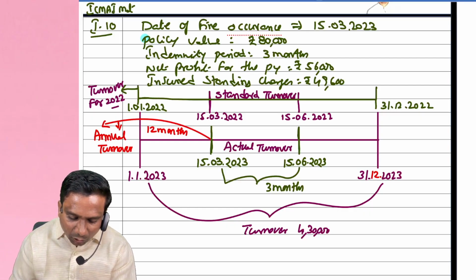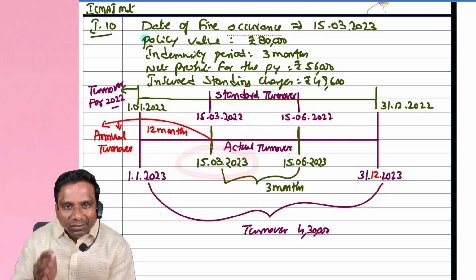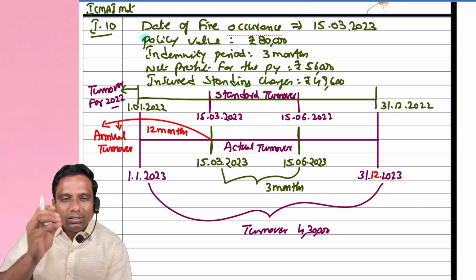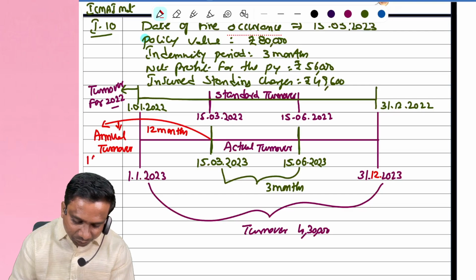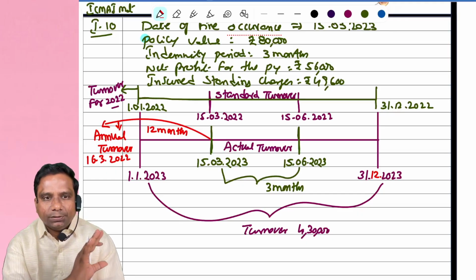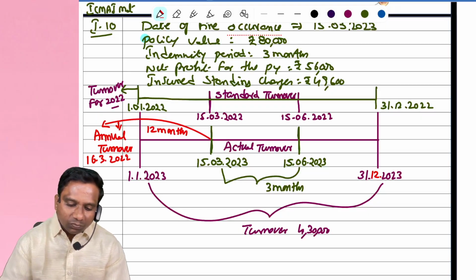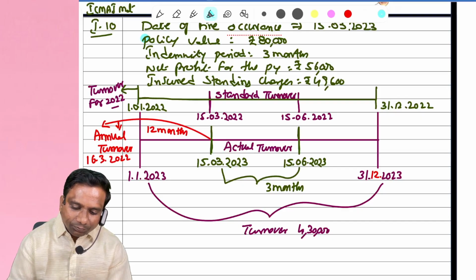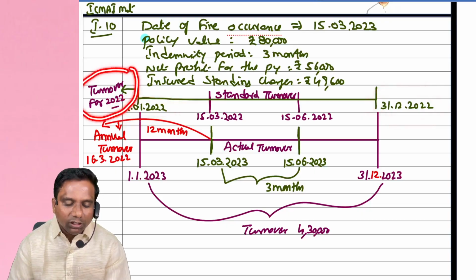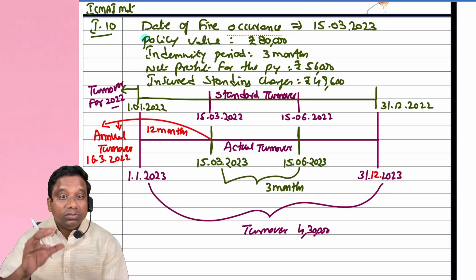Next, what about annual turnover, sir? Observe. This is the date of fire. From this date, go back 12 months, and whatever date we get, that is 16/3/2022. Go back 12 months. And the sales for this time period is called annual turnover. Next, observe, from this date to this date, this is the previous year sales turnover for 22. So in this problem, these are very important.